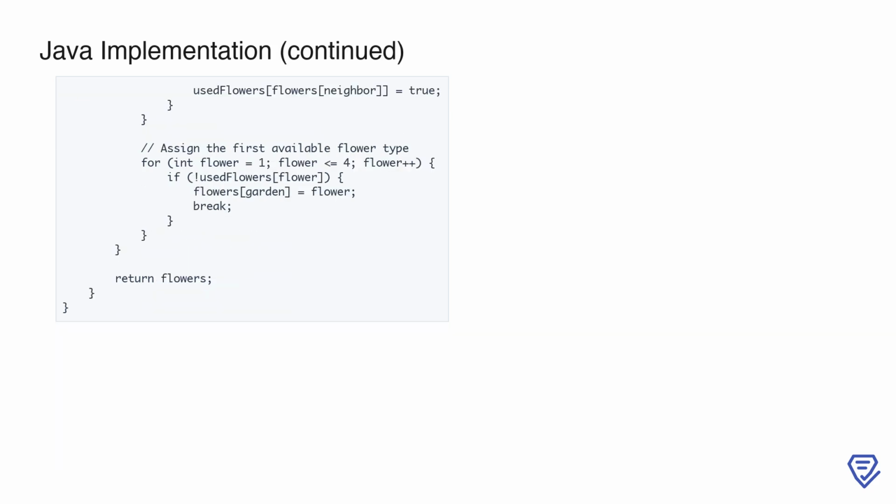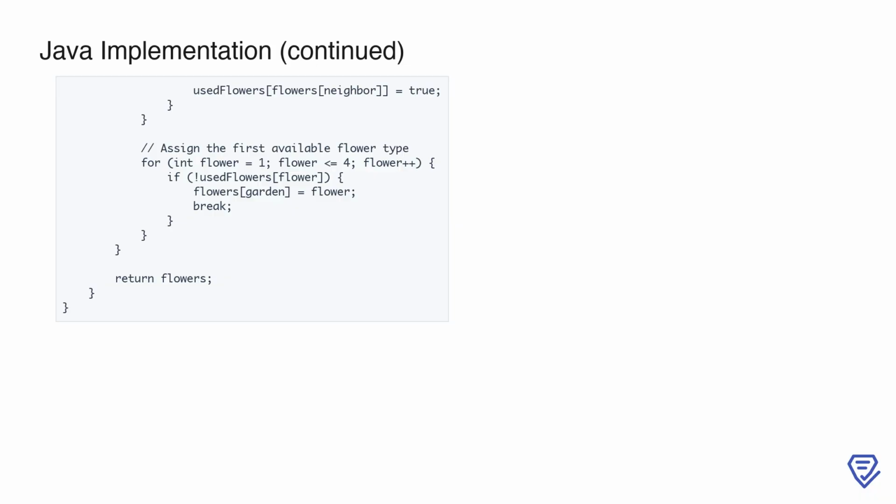After identifying which flower types are already in use by the neighboring gardens, we assign the first available flower type to the current garden. This is achieved by iterating over flower types 1 through 4, checking the usedFlowers array. As soon as we find a flower type that hasn't been used, we assign it to the current garden by updating the flowers array and break out of the loop. This ensures that each garden gets the smallest possible flower type that complies with the adjacency constraint.